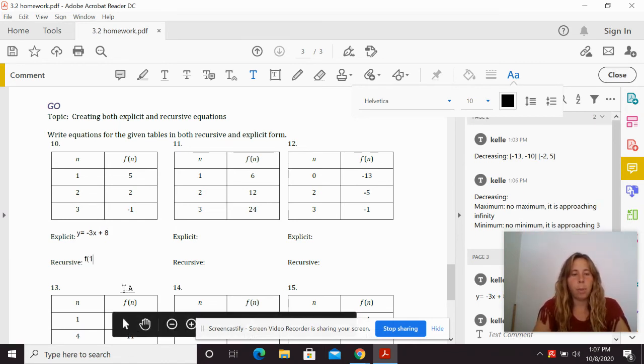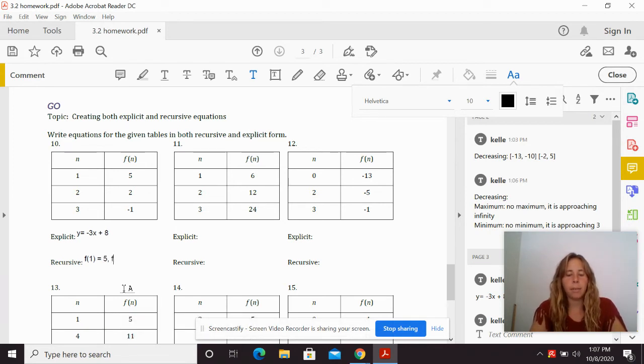Let's do f of 1 equals 5. So the first term is 5, and then f of n equals previous term. Okay, you write previous term, and then what are we doing each time? We're subtracting 3.